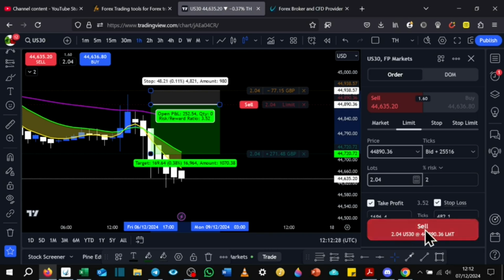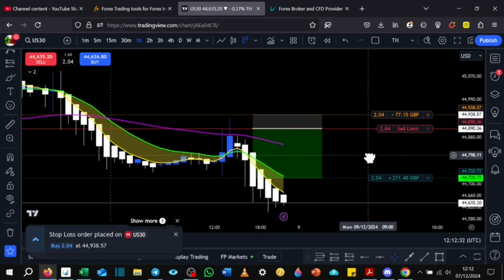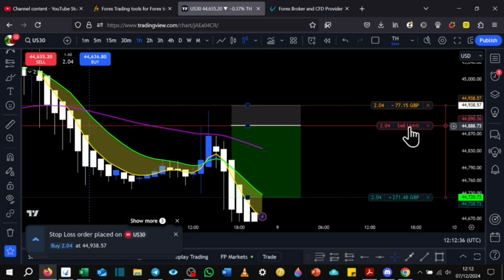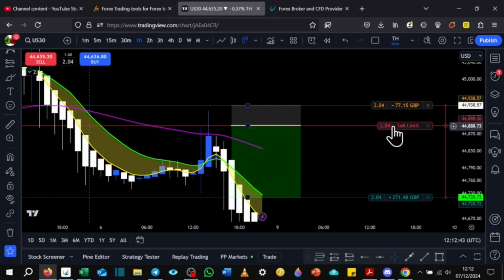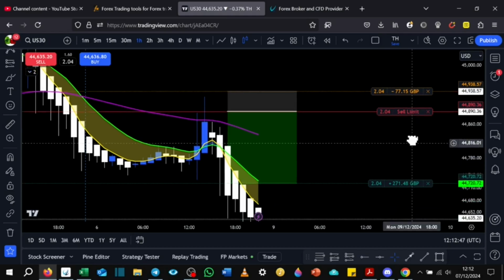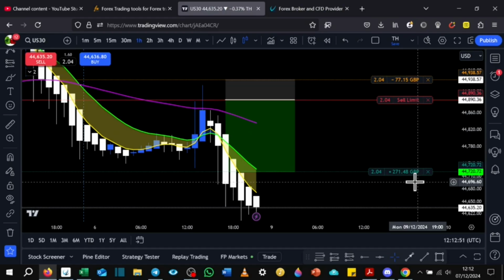And that's it. So you press sell. That places the trade ready. And as you can see here, it's telling you exactly what it is. It's a sell limit. This is the red line here. If it hits our stop loss, we're going to lose £77 from our account. And if we win this trade, we're going to win £271.